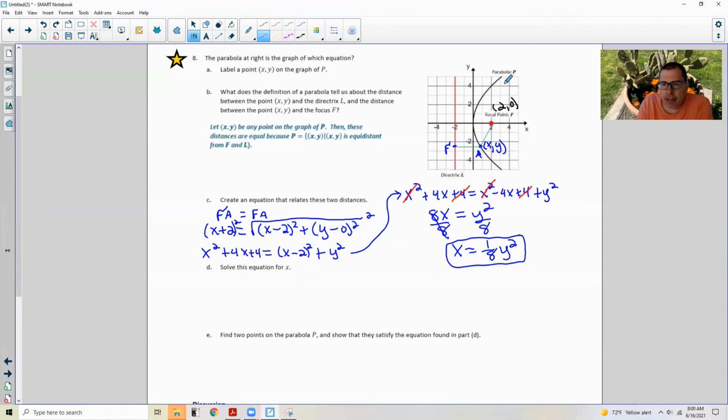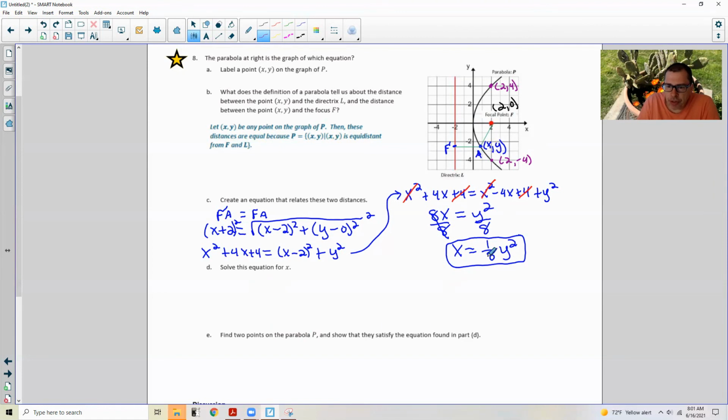I like to pick points that are right on the corner of a grid, which means that x and y are integers. And so if I pick this point right here, that is the point 2, 4. And if I pick this point down here, that is the point 2, -4. Okay, I could also pick this point, which is the origin 0, 0. So it says find 2 points and show that they satisfy.